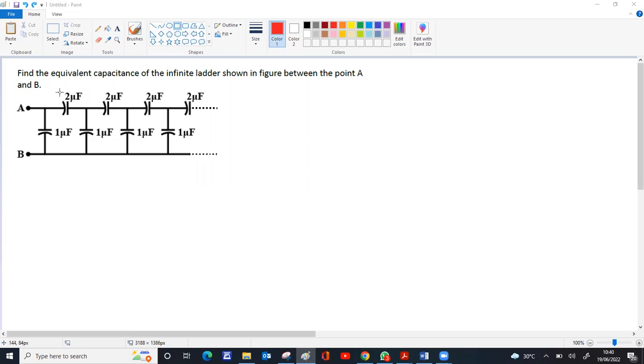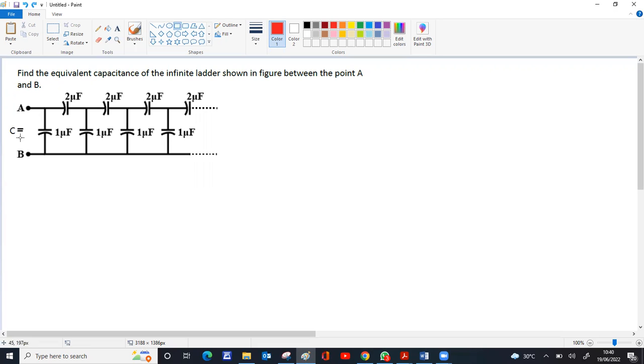We're asking the equivalent capacitance between A and B. Since it's an infinite network, we cannot directly apply any series parallel combination. First, let's assume the total capacitance of the entire infinite network to be C. If it's a resistor, it will be R. So let the total capacitance of the entire infinite network be equal to C.